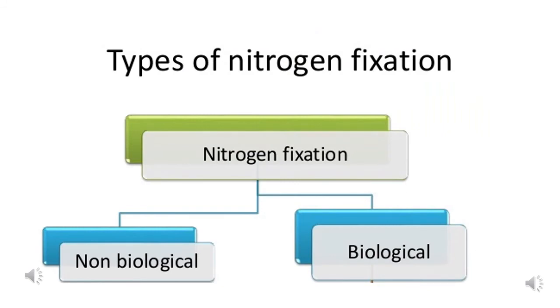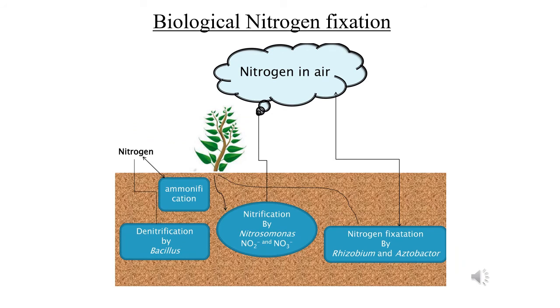So dear students, nitrogen fixation takes place in two ways. One is by non-biological and the other way is by biological means. So let us see each one of them in detail. Now let us see what happens in biological fixation. Now the word biological tells us that there are living organisms involved in this fixation.